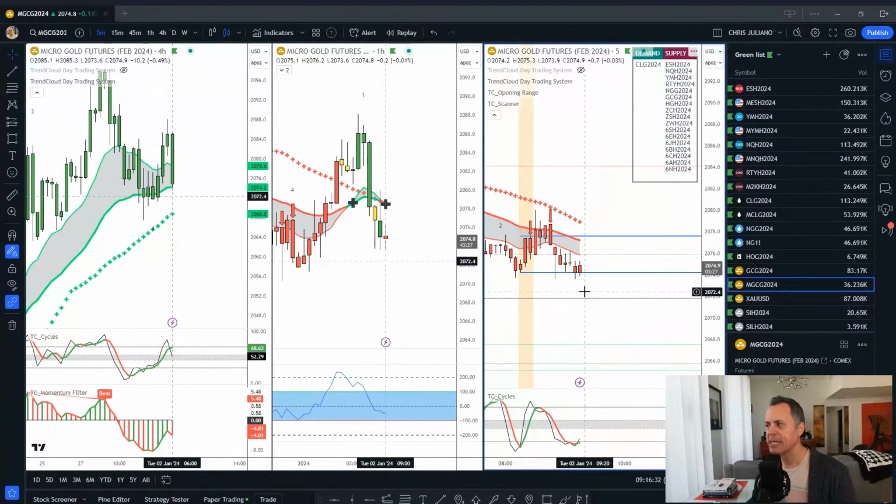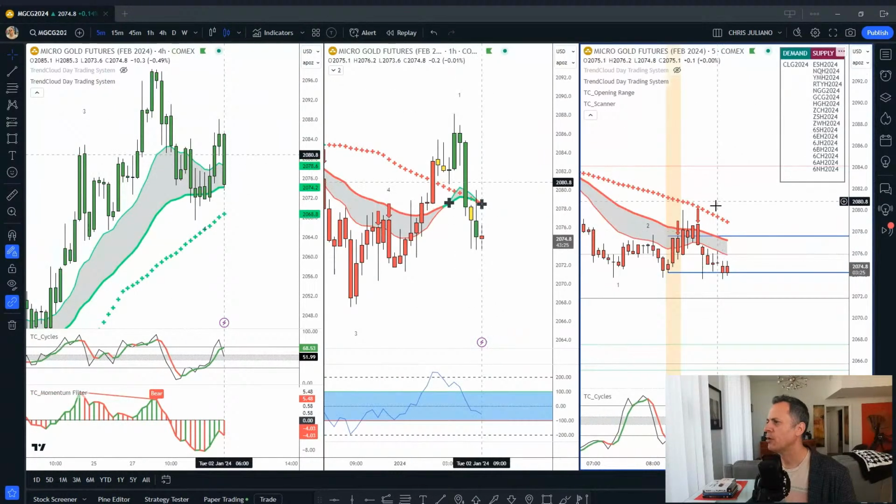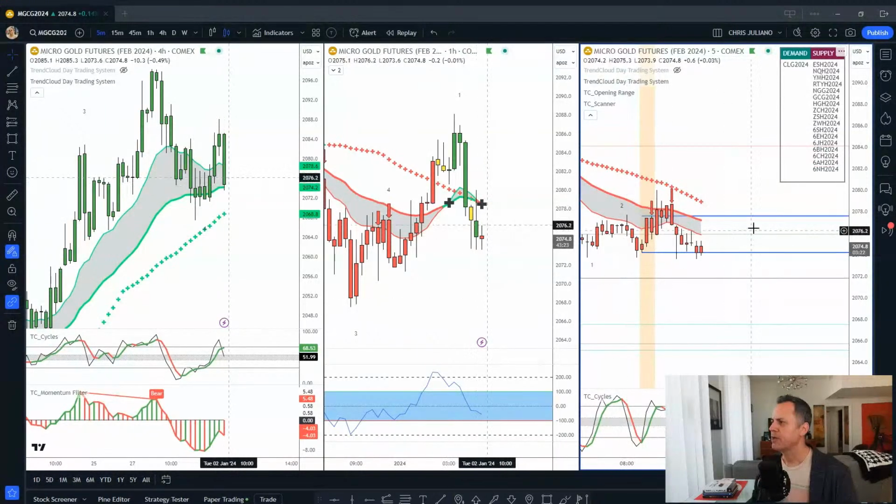Okay, so micro gold opens up at 8:20 in the morning, and what do we have here? We've got the 15-minute opening range, and all of these indicators come with your TrendCloud system.